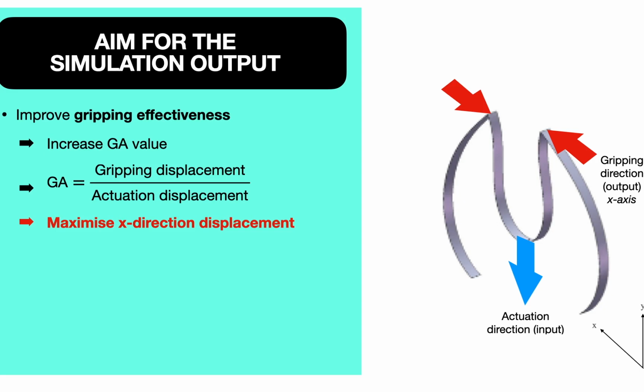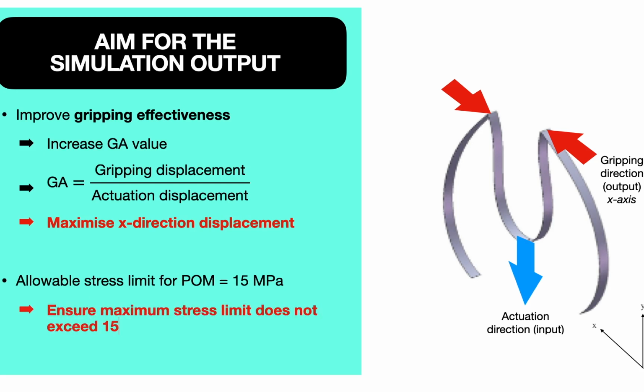Now the second output that we want to control is the stress limit. Let's say the allowable stress limit for the polyoxymethylene material is limited to 15 megapascal only. Therefore, in our simulation model, we have to make sure that the maximum stress, either in tension or in compression, must not exceed the maximum limit of 15 megapascal.